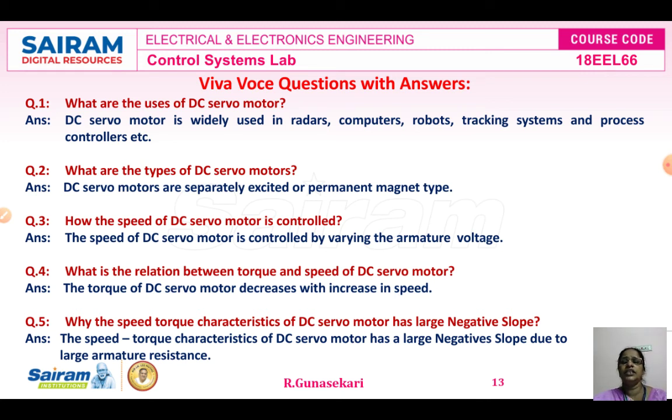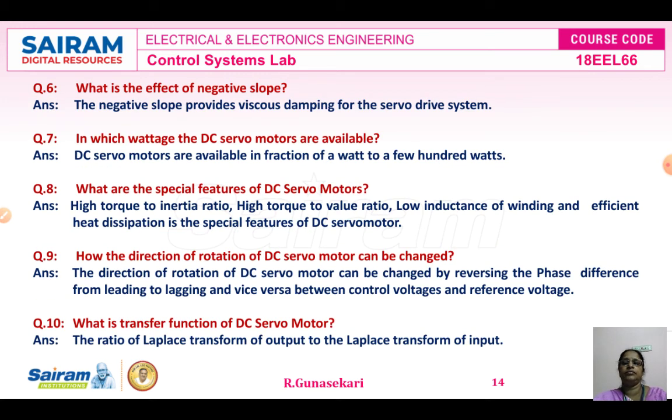Then the relationship between the torque and speed of the DC servo motor: if the torque decreases, the speed increases. That is, torque and speed are inversely proportional. The speed torque characteristics of the DC servo motor have a large negative slope due to large armature resistance. What is the effect of the negative slope in the speed torque characteristics? That is viscous damping for the servo drive system. In which wattage are DC servo motors available? From fractional watts to a few hundred watts.